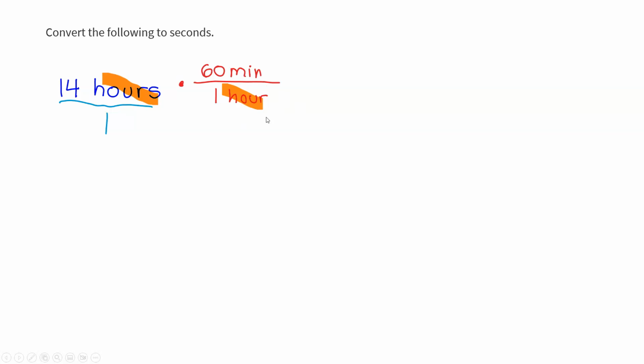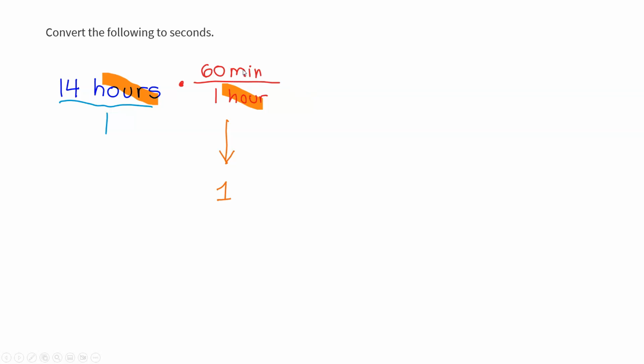This fraction, you have two different units involved, but this fraction is essentially equal to 1. So we multiplied this by 1. Although the number is going to change, the quantity is still the same. Because whatever 14 times 60 is, that number of minutes is the same thing as 14 hours. So you're not changing the quantity, you're just changing the value based off of the units being used.